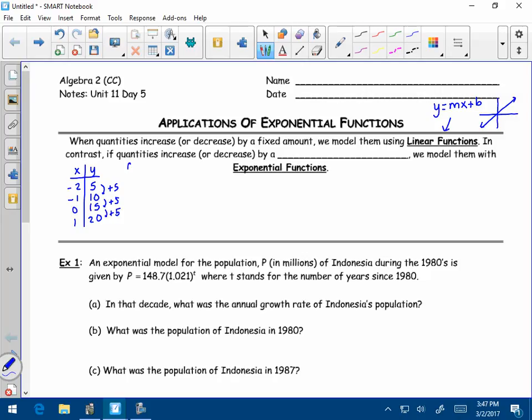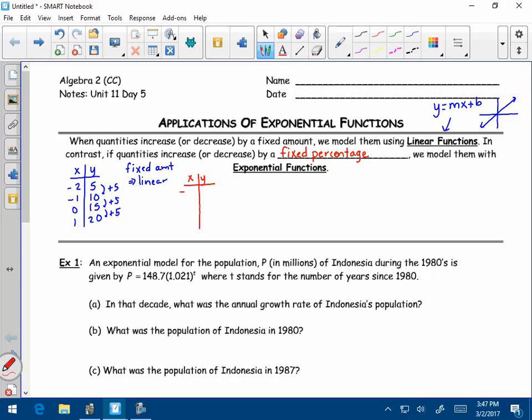So this is a fixed amount. In the past, we've called it a common difference. But if it's always increasing by the same amount, we say it's arithmetic, or that it's a linear family of functions. The difference with exponentials is that we're now increasing or decreasing by a fixed percentage. So the actual amount of increase is a little bit different.